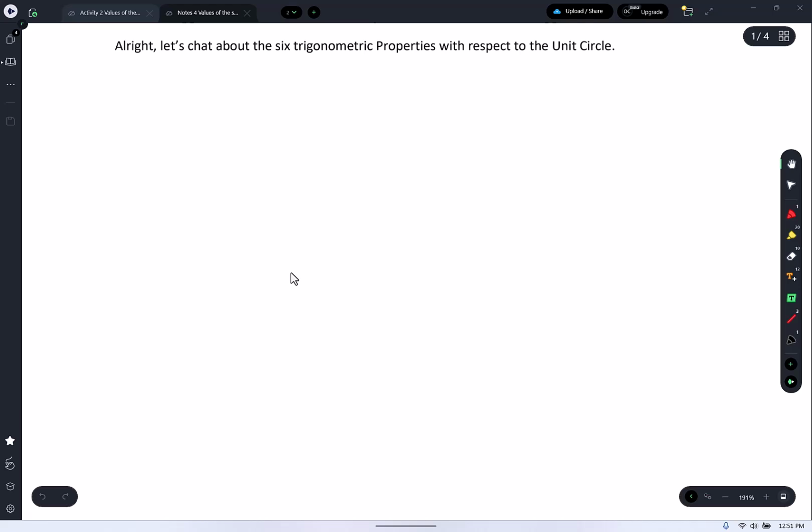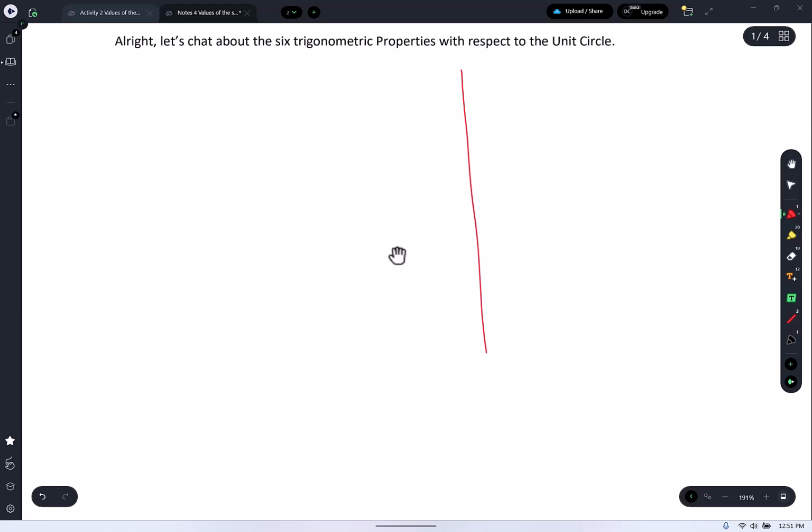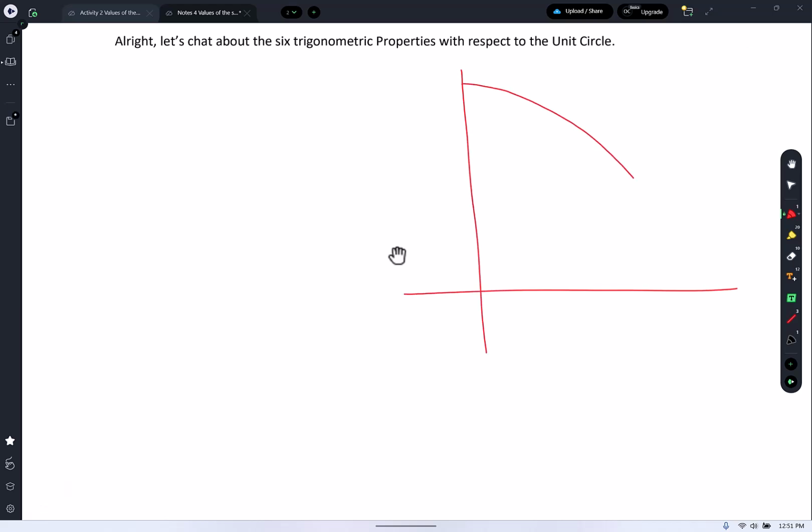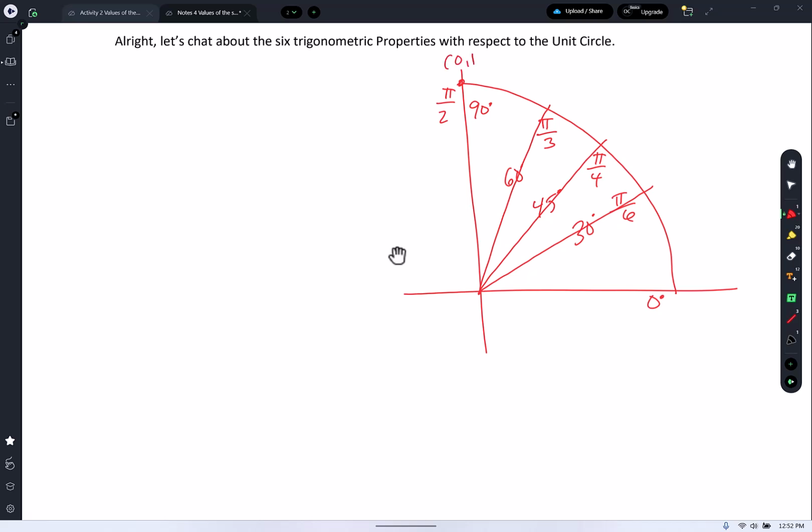So first, let's draw the first quadrant of the unit circle. I'm going to draw it right here. And I go something like this, 30, 45, 60. So this is 30 degrees, which is also the same thing as pi over 6. This is 45 degrees, which is pi over 4. And this is 60 degrees, which is pi over 3. Here's 0 degrees and pi over 2, which is the same thing as 90 degrees. This coordinate here is 0, 1, and this coordinate down here is 1, 0.